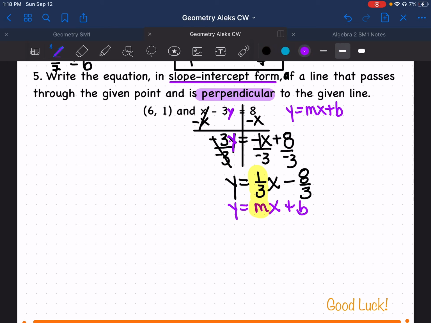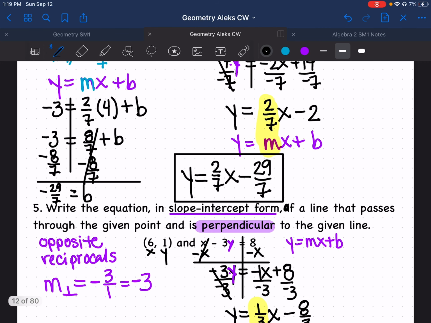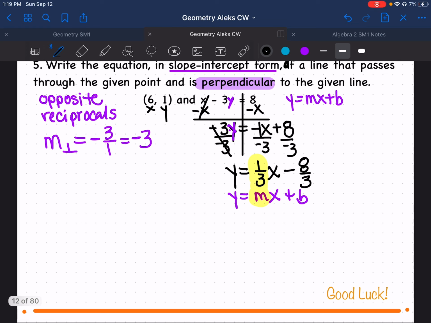All right, we are doing the perpendicular line, so I have to remember that we are opposite reciprocals. We are opposite reciprocals. So the slope of my perpendicular line is going to be negative, and it's going to flip 3 over 1, which is simply negative 3. Here is x and here is y, and let's plug it into y equals mx plus b.